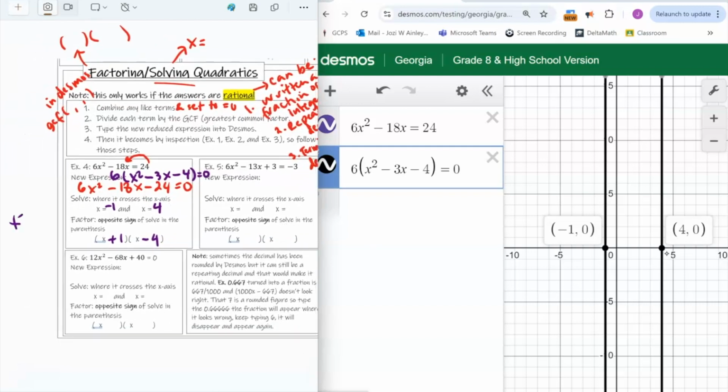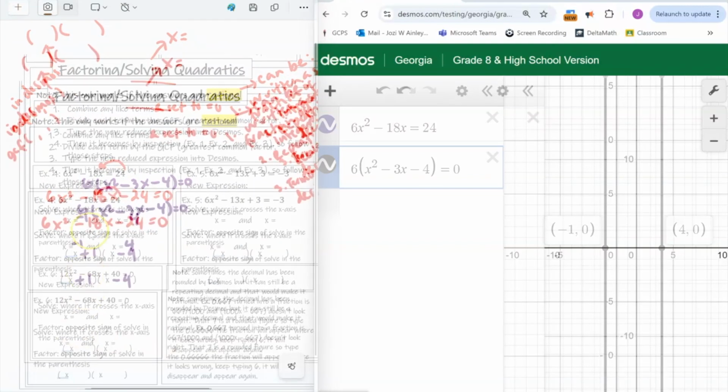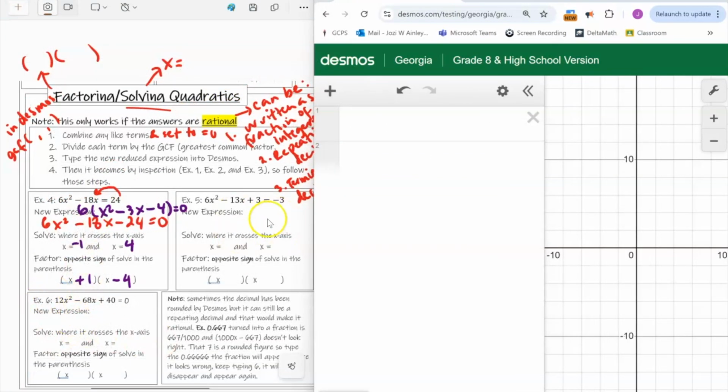If I take x plus 1 equals 0, you take this to the other side, it's going to be -1, so x is equal to -1. That's how we get from solution to factored form. Okay, so you don't need to write that part down. All right, so we've done the first example. So when it's rational, you can use the calculator to do it. So I'm going to go do example 6, and then you guys are going to do example 5.